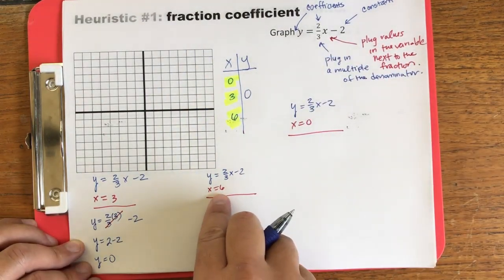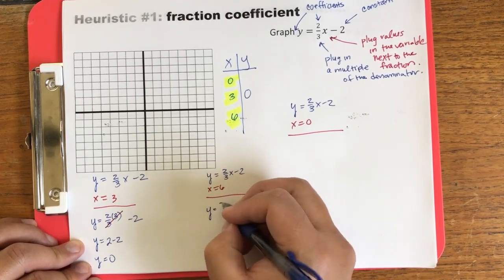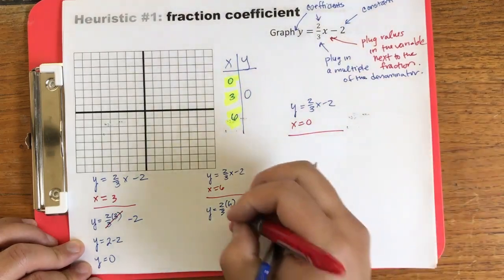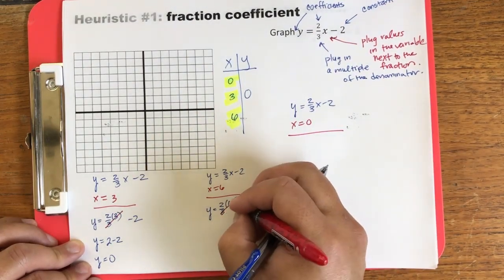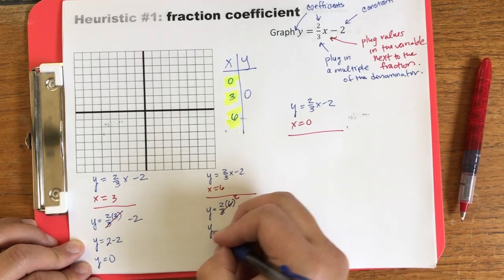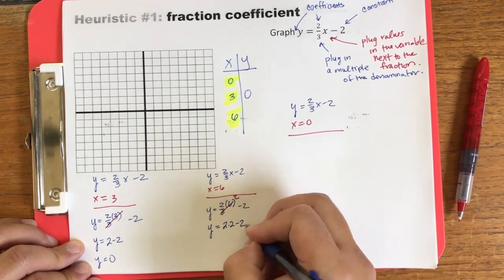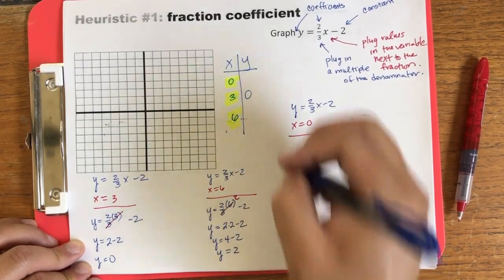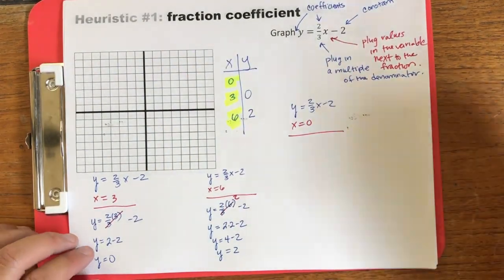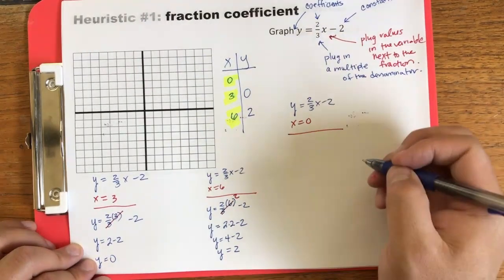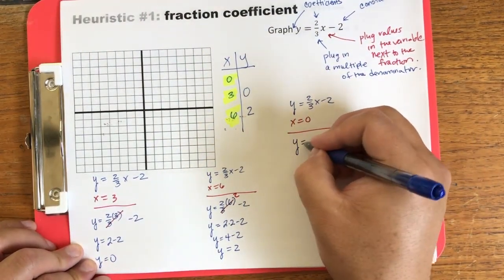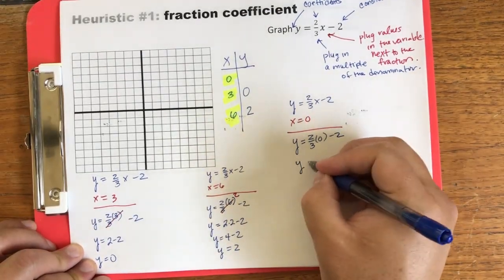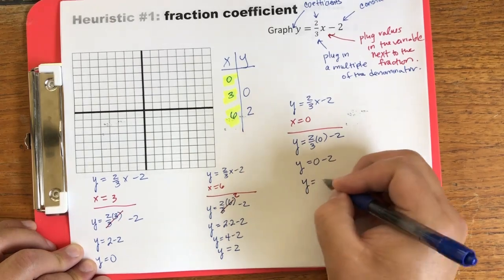In the same way, when we plug in a 6, the 6 and the 3 will cancel out, and I'll end up with y is equal to 2 times 2 minus 2, y is equal to 4 minus 2, y is equal to 2. And we like to plug in 0 because usually 0 makes problems easy to solve. So y is equal to 2/3 times 0 minus 2. y is equal to 0 minus 2. y is equal to minus 2.